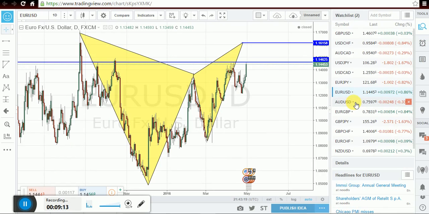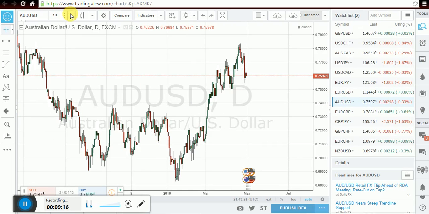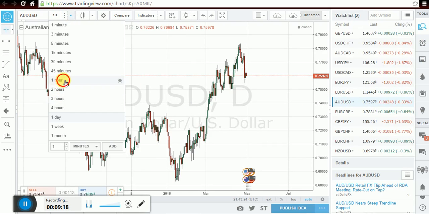The next one, Aussie dollar. I actually do have a current trade on this one, so I'm not going to do much analysis.